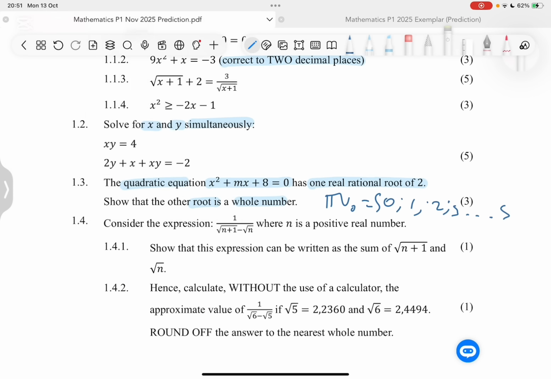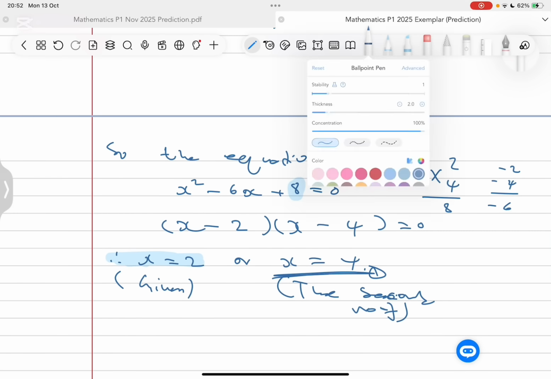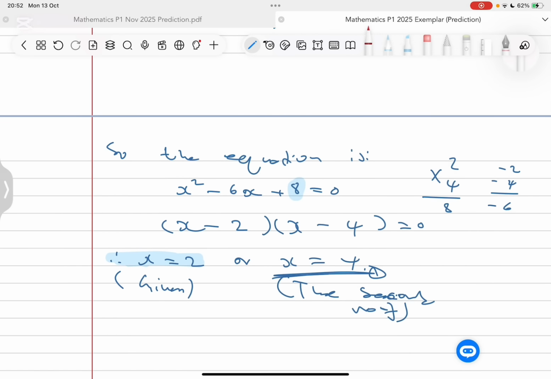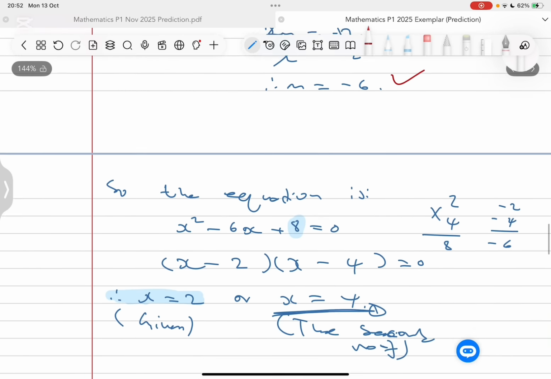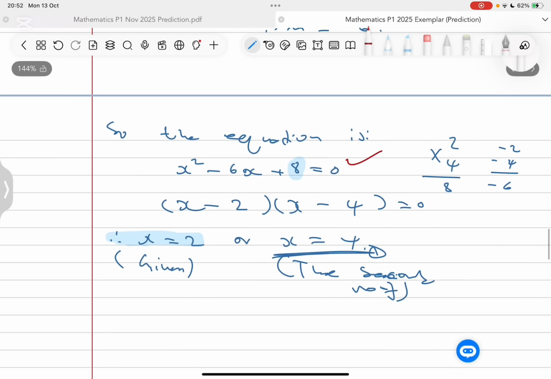There isn't much that we're doing here, so this question is worth 3 marks, and your very first mark really would come from finding the value of m, and the second mark will be you writing the quadratic equation, and indeed the final mark should be you finding x to be 4, answering the question to say the other root is a whole number. Now this one you're not going to really get a mark because you were given it as part of the question.